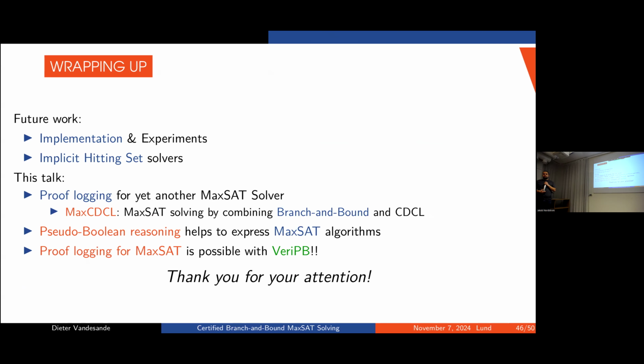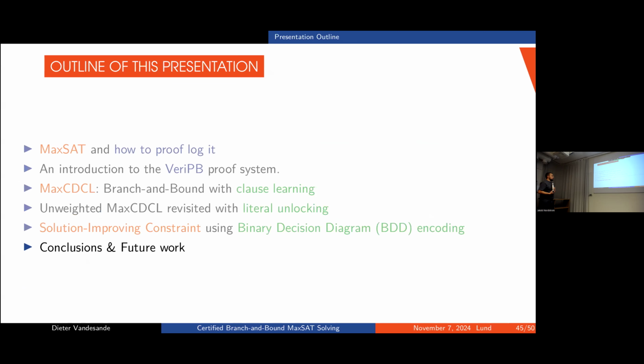So I have a question. How far are we from actually seeing how this works in practice? We currently have an implementation of the basis, up until here, with the clause learning, that we have implemented, but we haven't done experiments on that yet. That's on my to-do list for the next weeks. And then the other things, we're currently doing the MDD encoding. We're quite close, I think, to have that as well, but not finished yet. And then after that will be the literal unlocking. Also needs to be done.